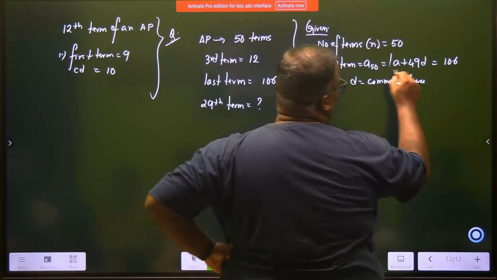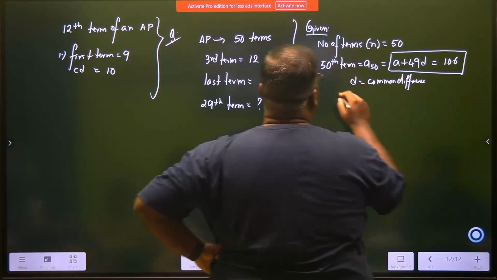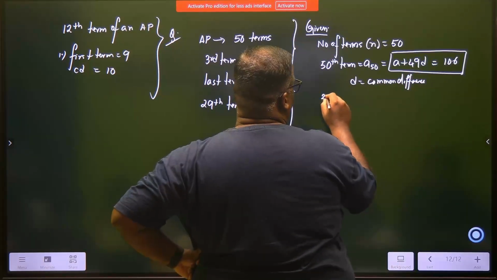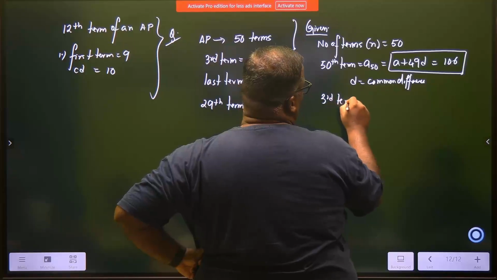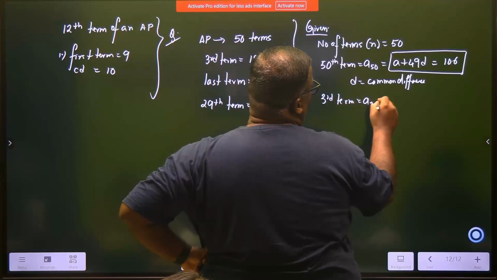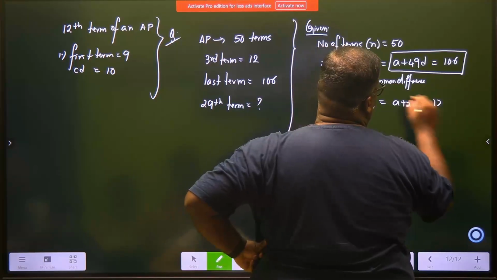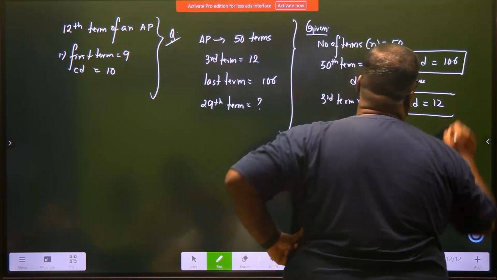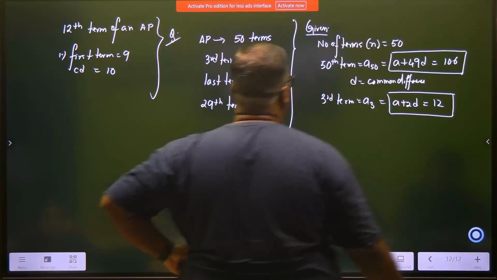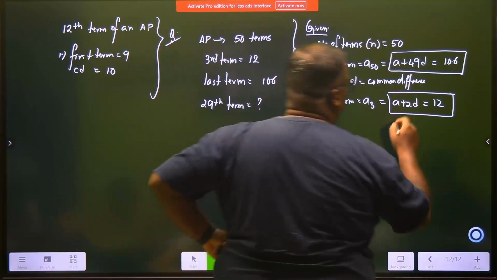This becomes our one equation. And also given the third term. Third term is A3, which is equal to A plus 2D, which is equal to how much? 12. Right? These are the two equations we have. We have to find out the 29th term. We will find that. Let's do this.